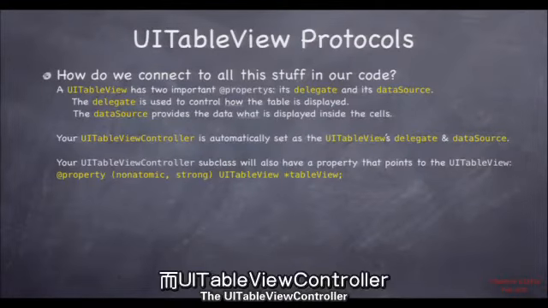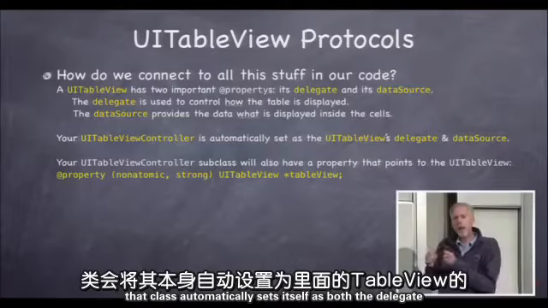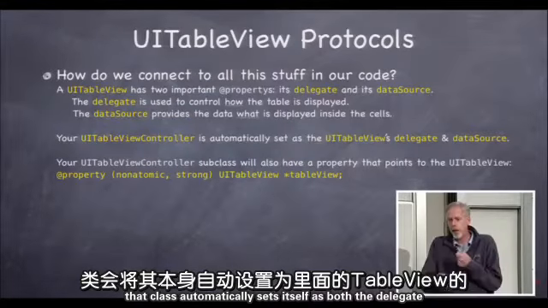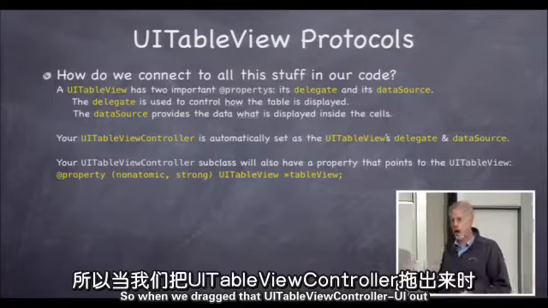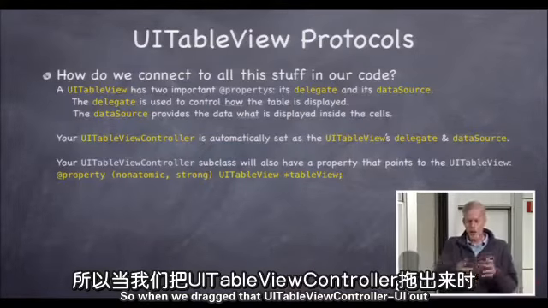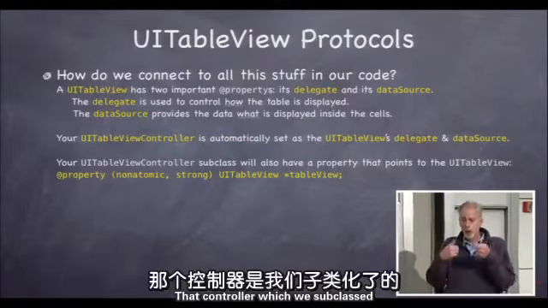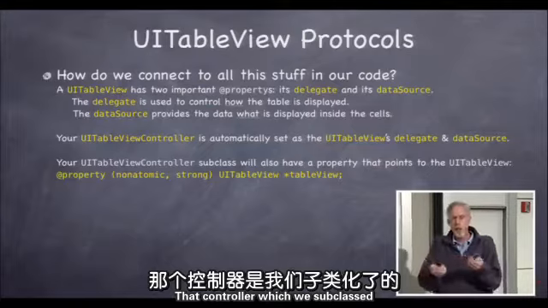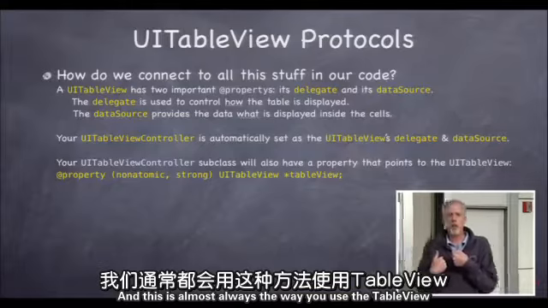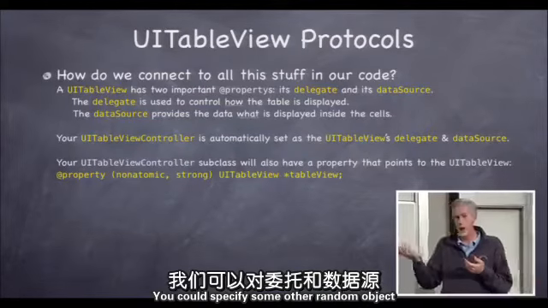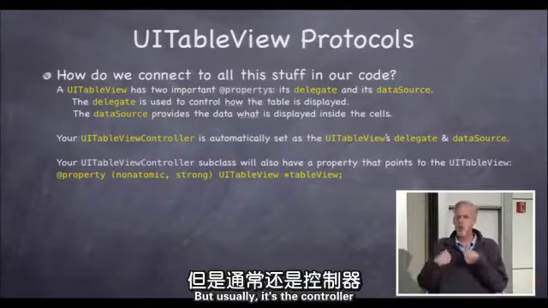The UITableViewController class automatically sets itself as both the delegate and the data source to the table view that's inside of it. So when we drag that table view controller out, and it already had a table view there, that controller, which we subclassed, our subclass is the data source and the delegate by default. And this is almost always the way you use the table view. You could specify some other random object to be the delegate or data source, but usually it's the controller.